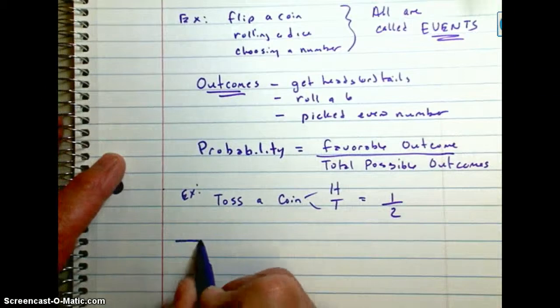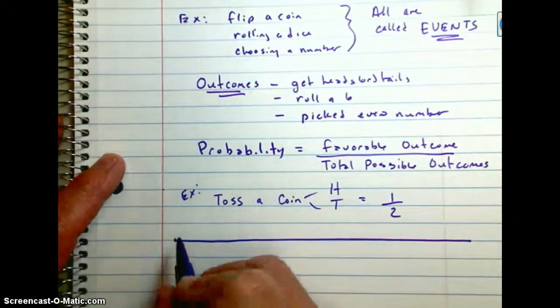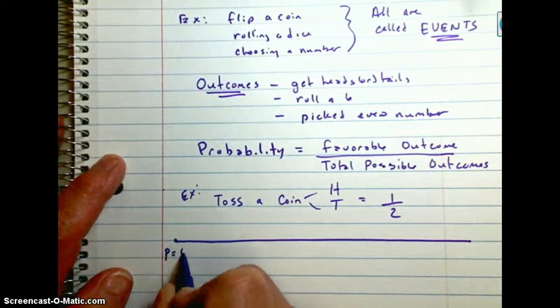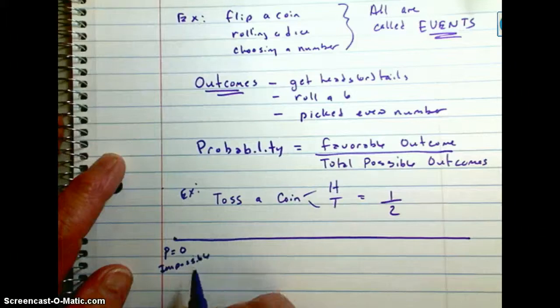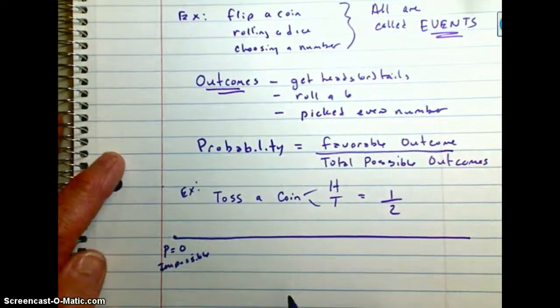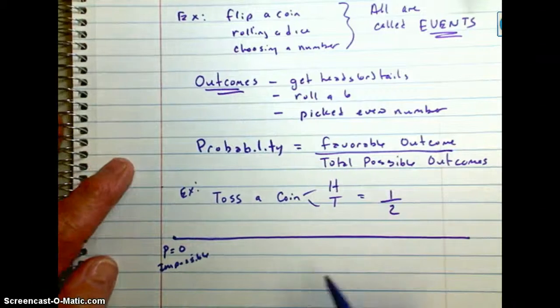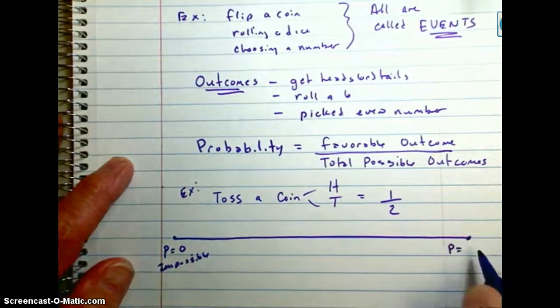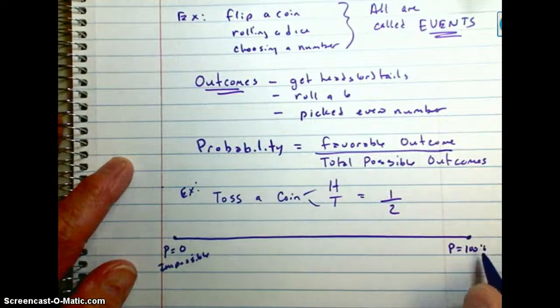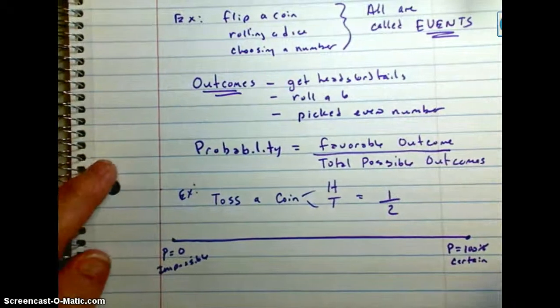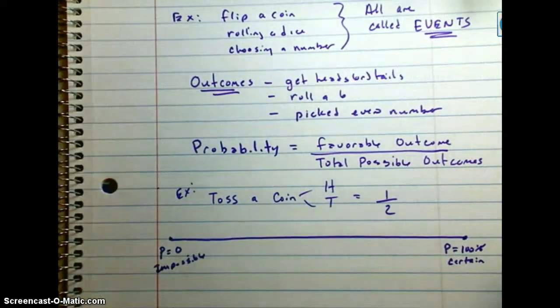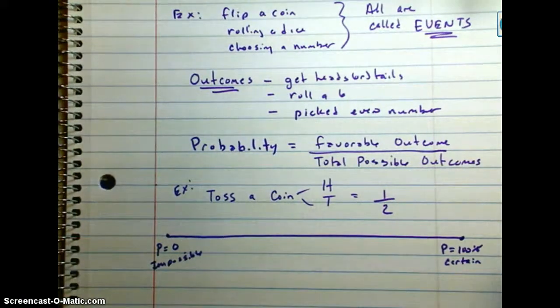Now let's just do a little number line here. If the probability is 0, that's something that is impossible to do. Something that would be impossible would be to flip a coin and get a 7. That's impossible. And then the other end of that, of course, the probability is 100%, something that is certain to happen. So if we roll a dice, we would for sure get a number 1 or 2 or 3 or 4 or 5 or 6. If we tossed a coin, we would get either heads or tails. That would be 100% certain.